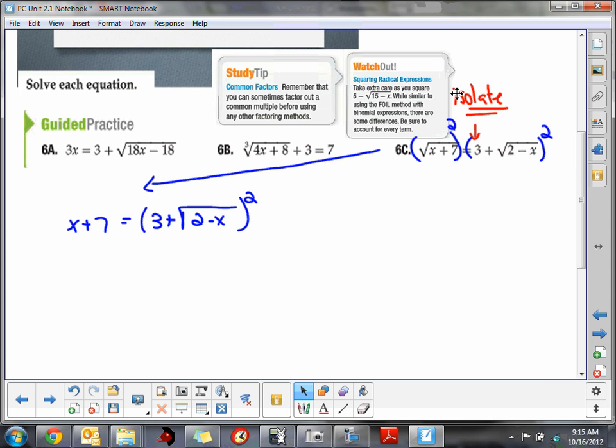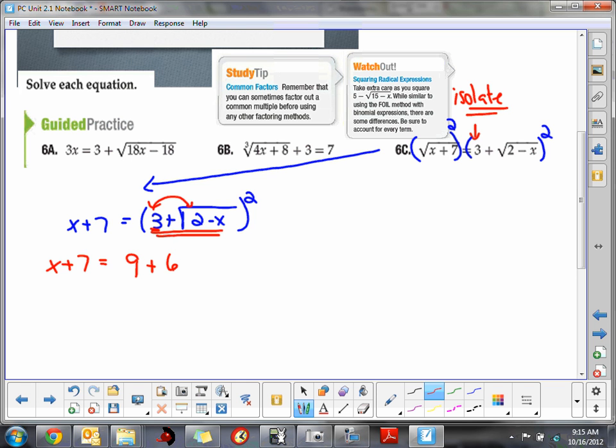Keep in mind, whenever you square a binomial, you're going to create a trinomial. So you have x plus 7 equals, we have to square the 3, which is 9. We have to double the outside times the inside, so right now we have 3 times the square root of 2 minus x, and we double it. It's going to be plus 6 times the square root of 2 minus x. Then we have to square the last term, so now we're squaring a square root, which will undo it, and we'll end up with plus 2 minus x.